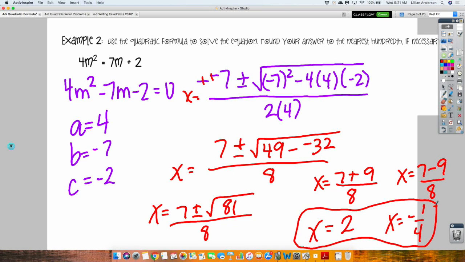Questions? Watch your signs. It will throw everything off. Make sure you're plugging in your values. Take your time to double check that first line, that purple, what I have up here, plugging in.